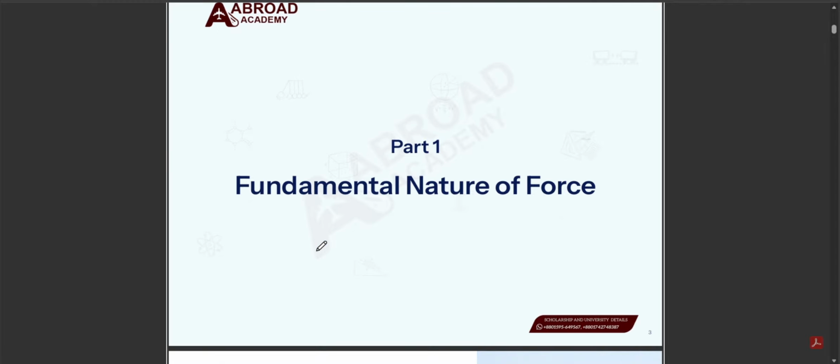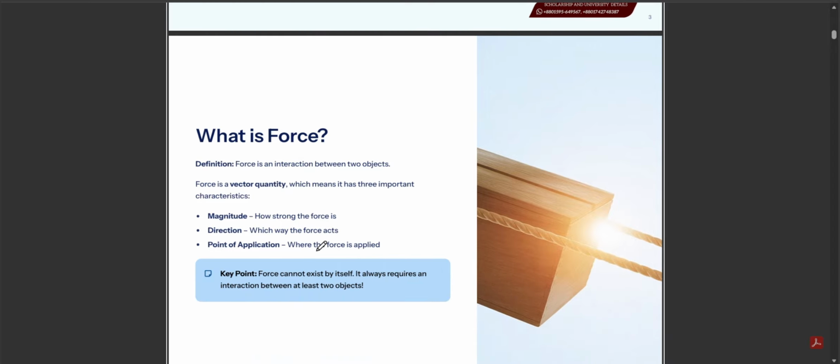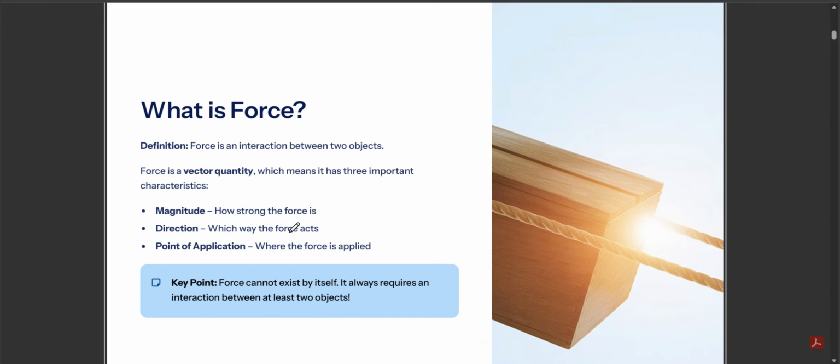And here's part one, the fundamental nature of force. First of all, we have to know what force is. Force is an interaction between two objects. Force is a vector quantity, which means it has three important characteristics. First one is magnitude, second one is direction, and third one is point of application.